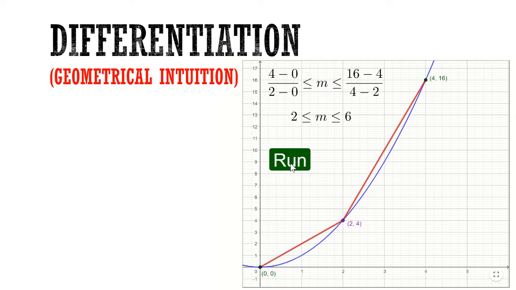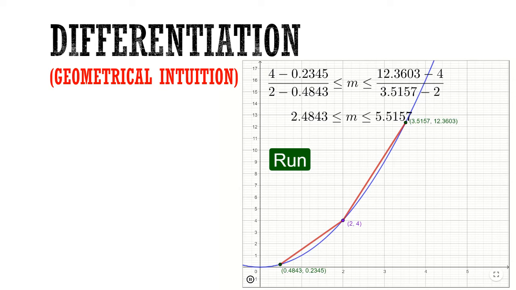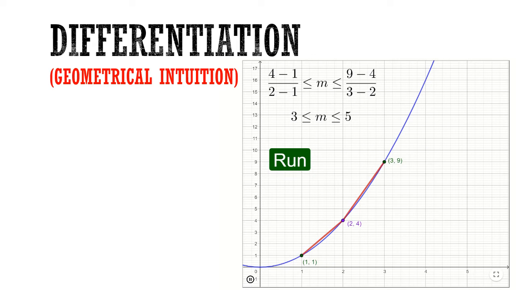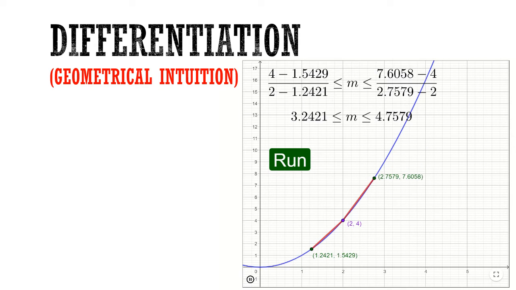So let me animate this one more time, but this time I'm going to sandwich the gradient on both sides. I've constructed two red secants, one to the left of the point (2, 4) and one to the right of the point (2, 4). So we can see that the gradient at (2, 4), the gradient of the tangent earlier, has to be greater than the secant on the left side and smaller than the gradient of the secant on the right side.